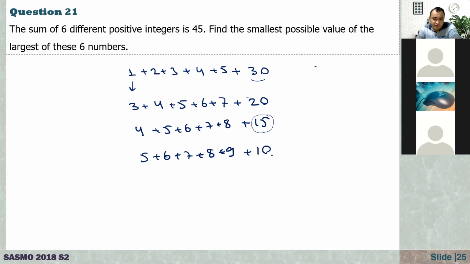If I write it in a different way, this number will be smaller. So this cannot be smaller than this, right? Among the 6 numbers, all are different, and the biggest one is 10. And 10 is the smallest possible value of the biggest number. So that's why the answer is 10.